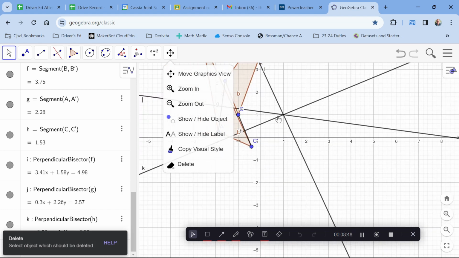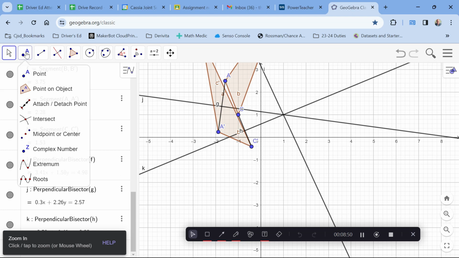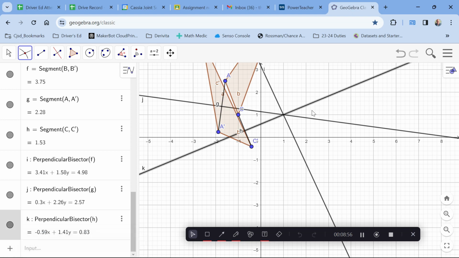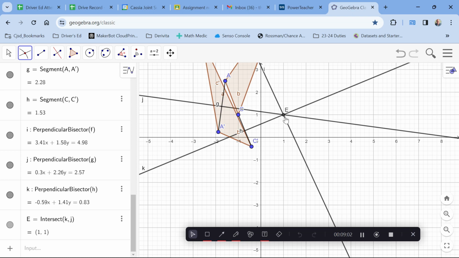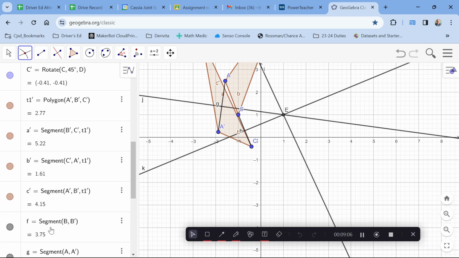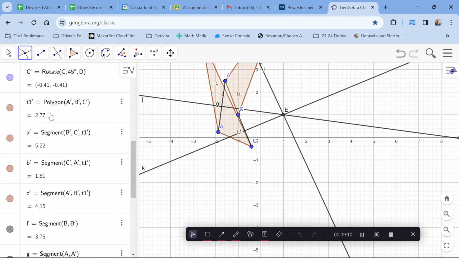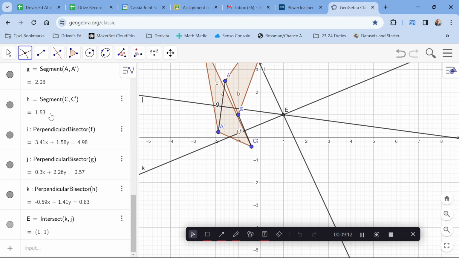And what is the point where they met? Well, if we find that point of intersection where these three perpendicular bisectors intersected, it's right here at E. And E is the same as D. See, D is at 1, 1, and E is at 1, 1. So, what does that mean?